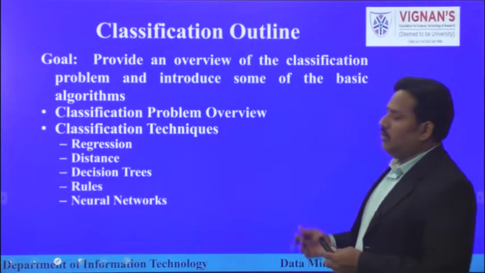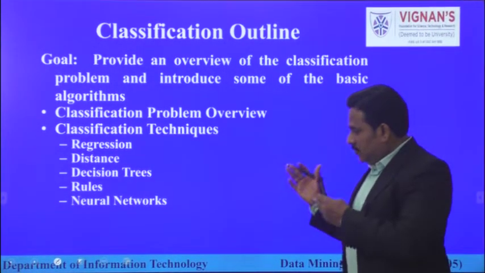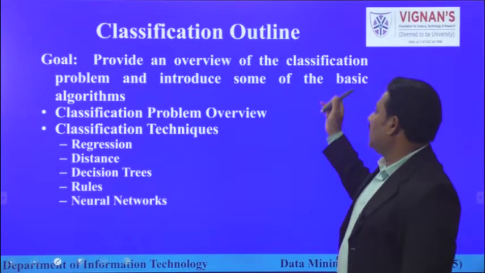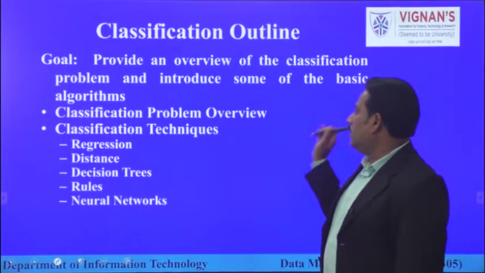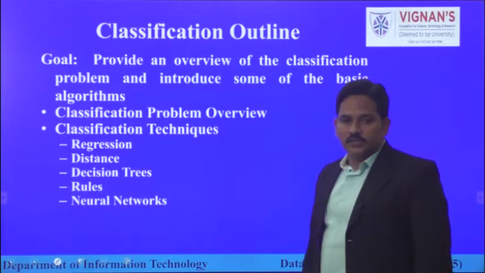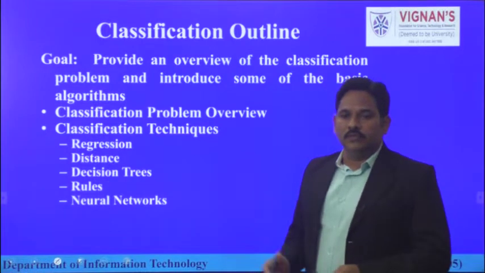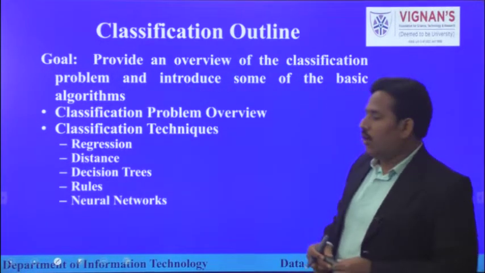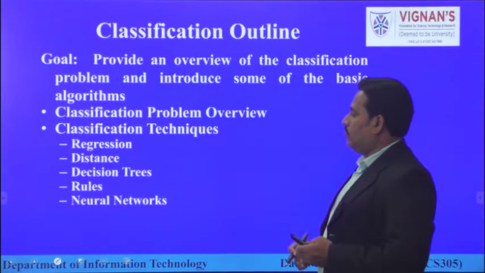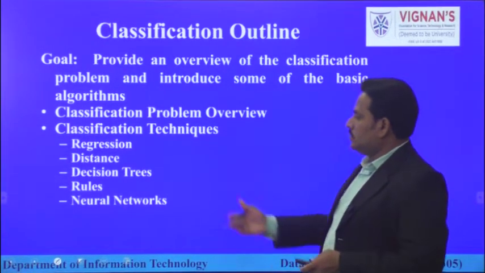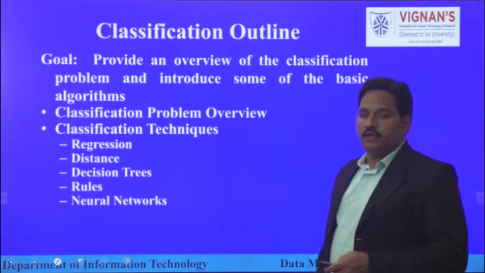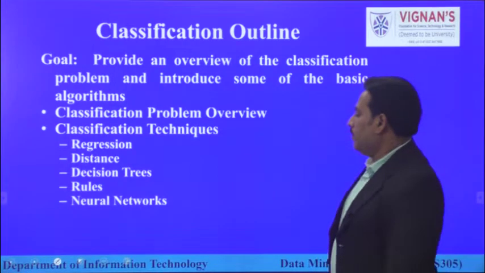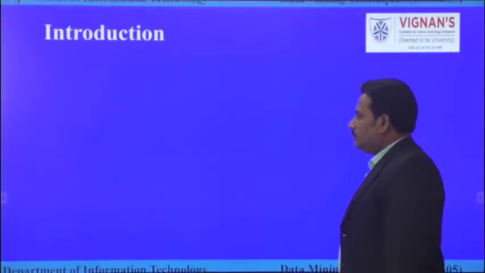Now, what is the main goal of this syllabus? Here, the main objective is to provide an overview of the classification problem and introduce some of the basic algorithms. That means upon completion of the syllabus, we will know the basic concepts of classification and how we can apply various classification algorithms in real-time applications. So these are the techniques we are going to discuss: regression, distance-based, decision tree, neural network-based, and rule-based.